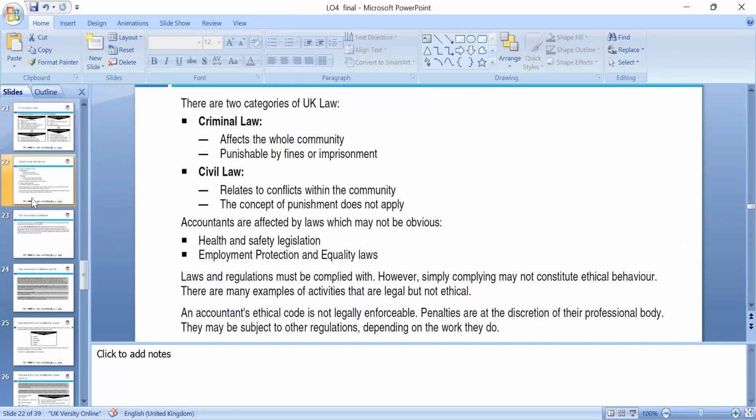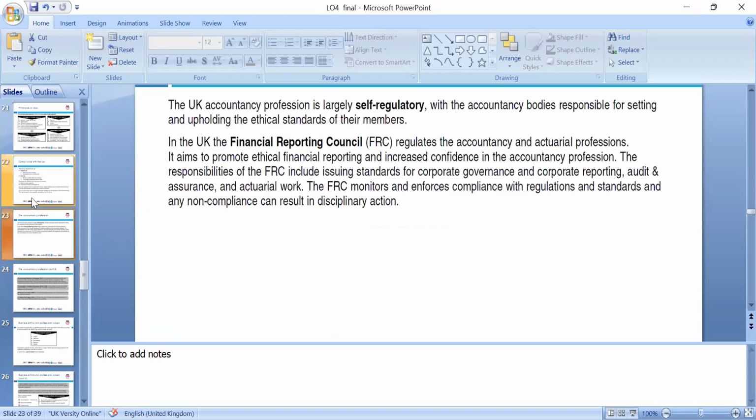The criminal is the law that can be charged in court, and civil is civil matters. Please, we need to make sure we follow the laws, health and safety legislation, and employment protection laws. Those we need to make sure of.